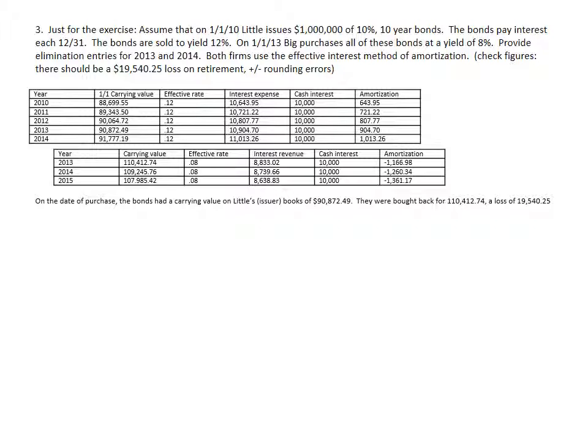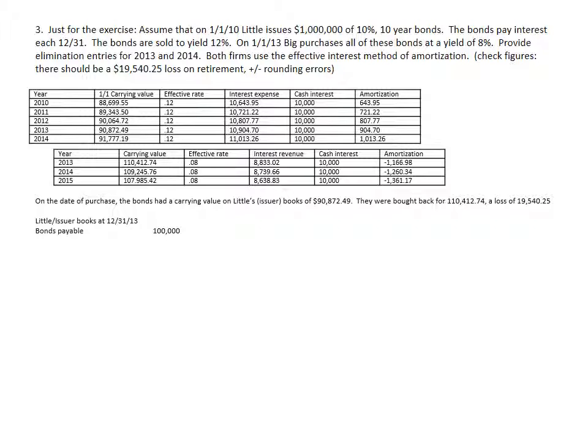Now on the date of purchase, the bonds had a carrying value on the issuer's books of $90,872.49. Looking at the top amortization table, if you look at the 2013 row, the 1/1 carrying value is $90,872.49. They were bought back for $110,412, a loss of $19,540.25.